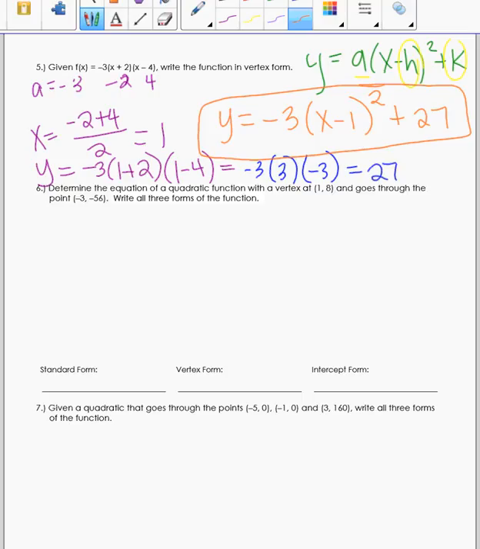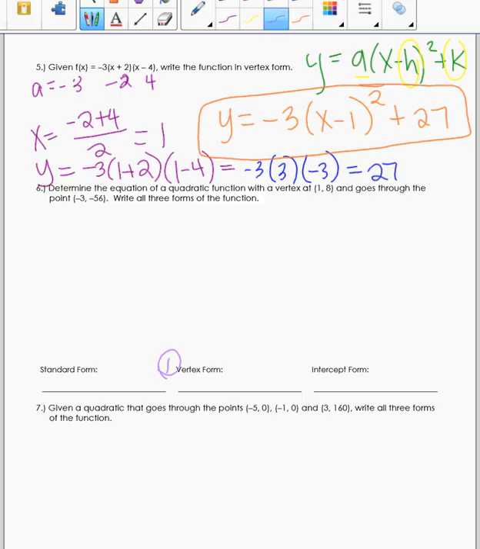For number 6, now we have all three forms, so this is very similar to the last question on the notes from yesterday. If you want to hit pause, that'd be a good idea. We've already done this. I'm giving you the vertex and a point. It's exactly like yesterday. So obviously we're going to start with vertex form. You might want to pause the video, give it a shot, and then go from there. So I'm going to start with vertex form first.